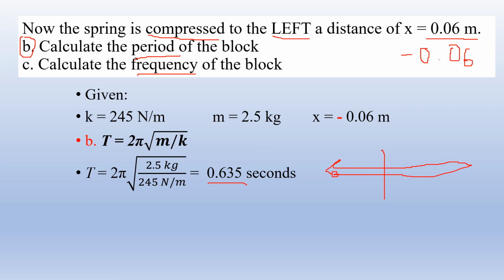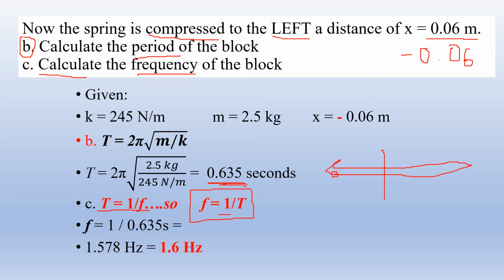Now you're asked to calculate the frequency, and I'm going to use this equation. I'm just going to press the inverse button of the period, because if T equals 1 over f, then f equals 1 over T. So you can just take 1 and divide it by our period. And if you do that, you are going to get 1.6 hertz. That is how many waves go through in 1 second. How many waves are doing this oscillation in 1 second?